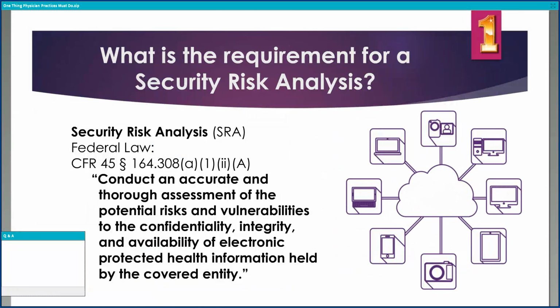So the security risk analysis, the federal law you can see here says that we are to conduct an accurate and thorough assessment of potential risks and vulnerabilities to the confidentiality, integrity, and availability of electronic protected health information held by the covered entity. Every covered entity is required to conduct a risk assessment. Your risk assessment should help you to ensure that you're compliant with the HIPAA's administrative, physical, and technical safeguards. It should also help to reveal areas where your organization's protected health information could be at risk. So this is why we are going to look at the security risk analysis today.